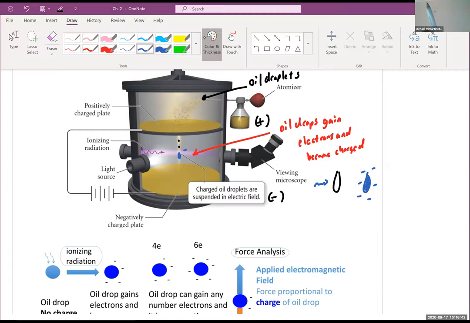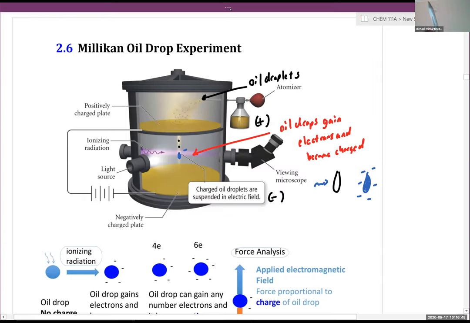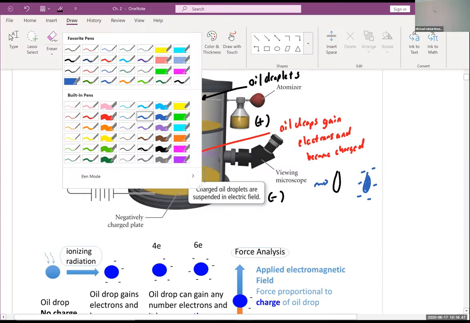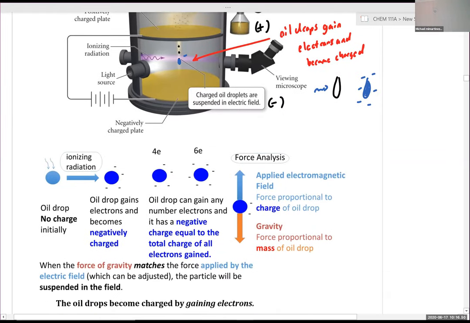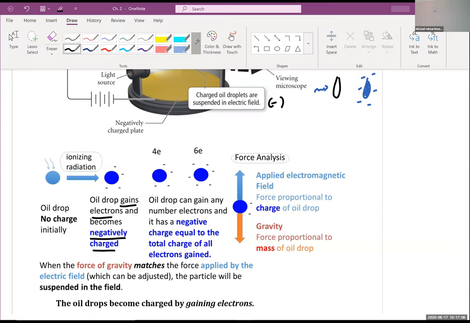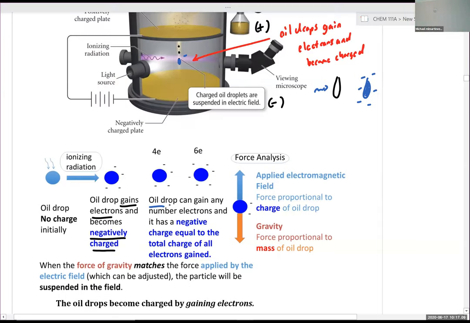Now, just to summarize and showcase in detail what is happening to our oil drop. Our oil drop initially has no charge. When it's exposed to ionizing radiation, it gains electrons and becomes negatively charged. Now, a critical concession of this experiment is that the oil drop can gain any number of electrons. And as a result, it will have a negative charge equal to the total charge of all electrons gained.